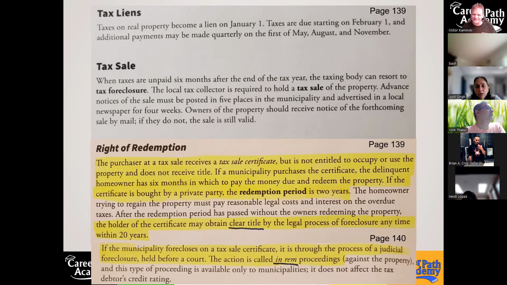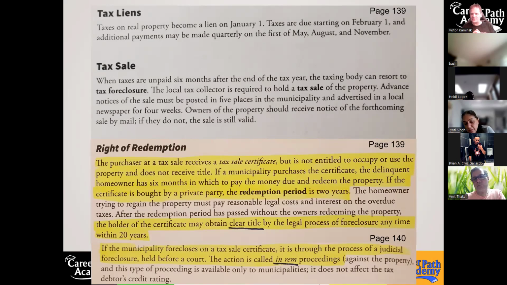But how common is it? How many municipalities do we have in New Jersey? You guys recall? 564 municipalities that we have in New Jersey. Every single one of them does this, and that's just New Jersey. The entire country does this.